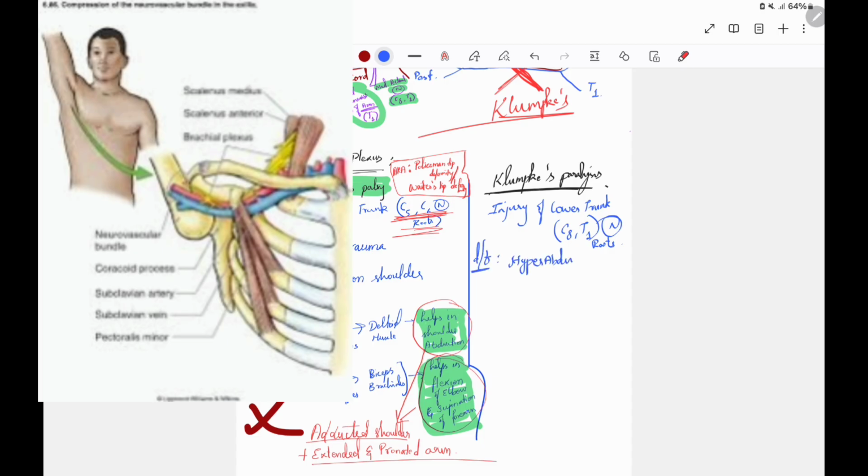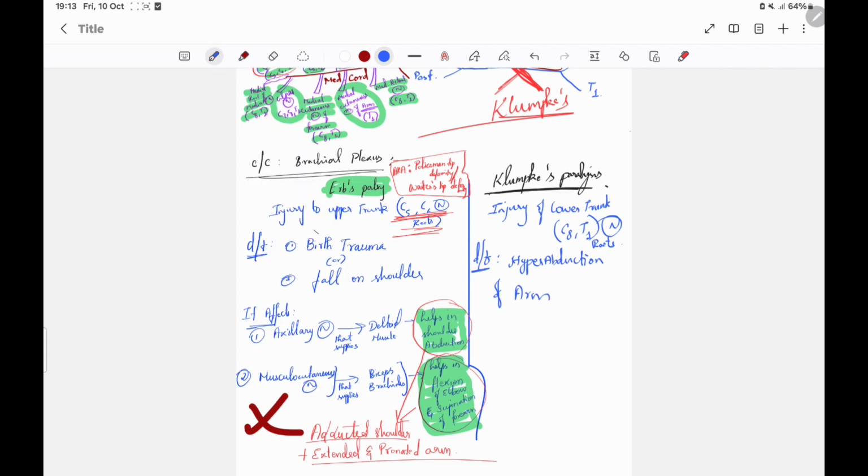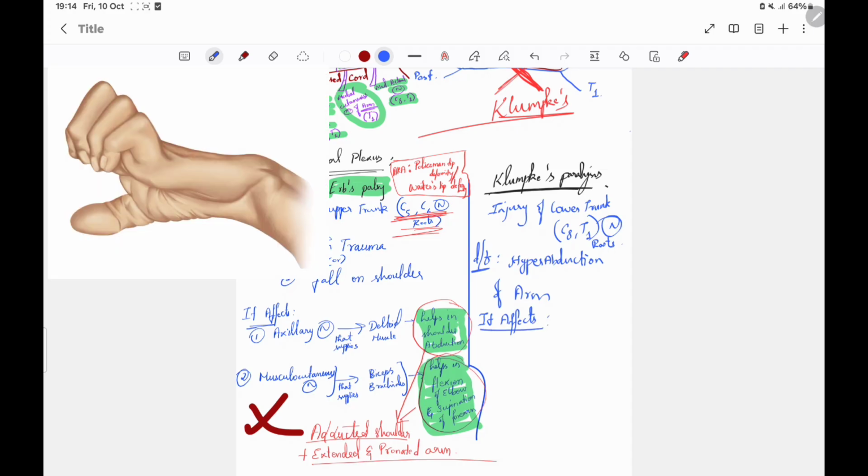It's due to hyperabduction of the arm. It affects the lumbricals and interosseous muscles, which help in flexion of the metacarpophalangeal joint plus extension of the interphalangeal joint.